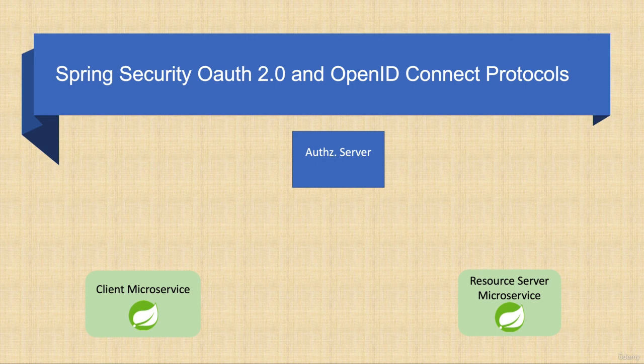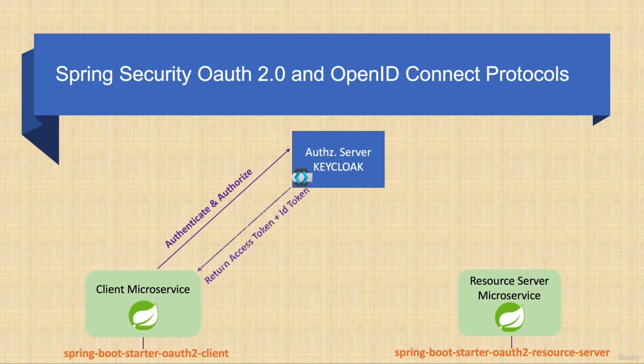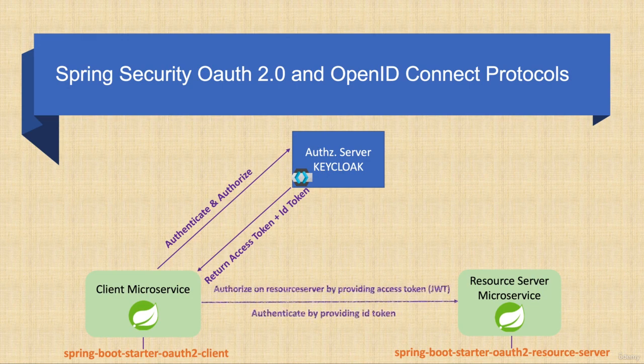In this course, you will be using the OAuth 2 protocol with the JWT token type with the help of the new Spring OAuth 2 resource server and client dependencies, along with the open source Keycloak authorization server. You will also be adding the OpenID Connect protocol to distinguish authentication and authorization, where OAuth is originally designed for authorization, and OpenID Connect came to the picture later to fill the authentication gap in OAuth.